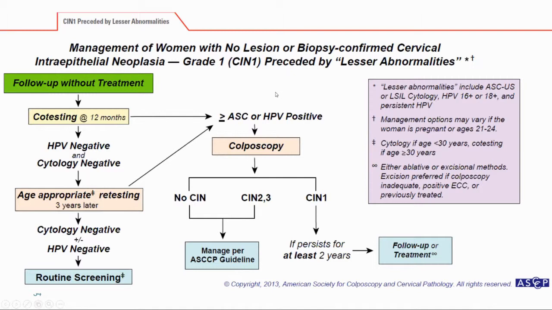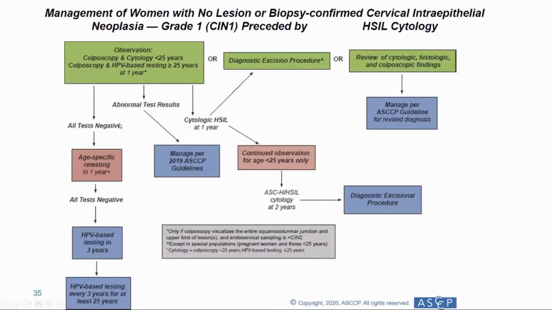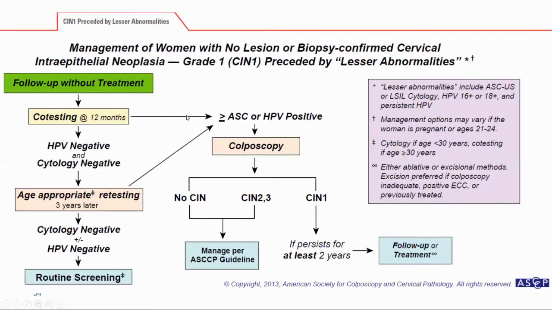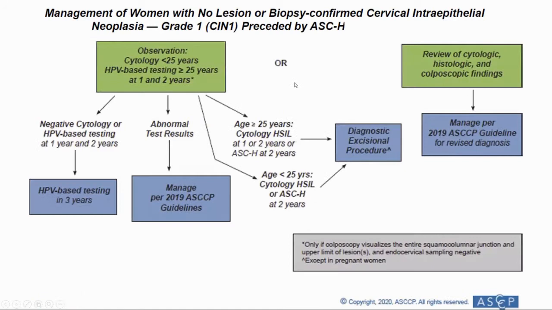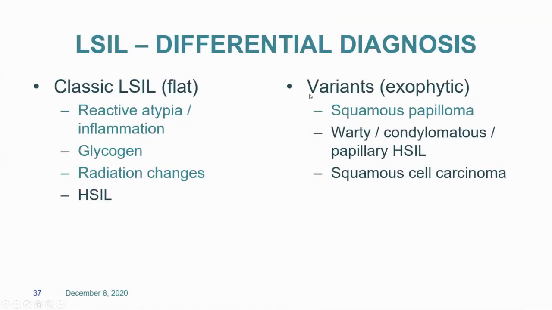Now, the treatment of low-grade lesions is follow-up and co-testing based on the most recent guidelines. It will largely depend on whether the biopsy with a diagnosis of LSIL was preceded by negative or LSIL cytology or abnormalities, or whether it was preceded by an HSIL cytology or higher grade abnormalities, in which case a review of all the findings and diagnostic decisional procedures will be considered. The differential diagnosis of LSIL is wide. We're going to review some of these entities now.